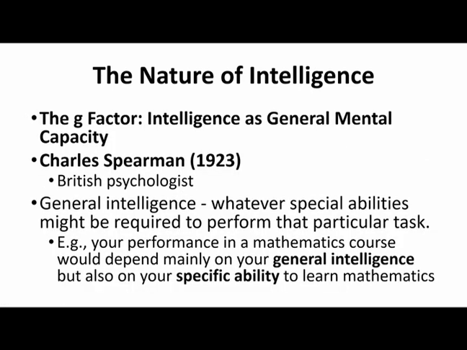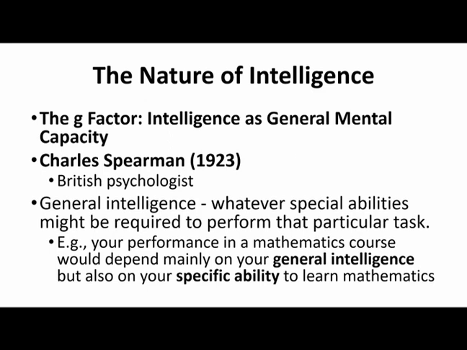The earliest psychometric argument for intelligence was proposed by Charles Spearman in 1923. He was a British psychologist who had observed that children taking different subjects in school tended to do well overall on most subjects, but their performance in each individual subject wasn't always perfectly correlated. So for example, a child might be not very good at math, but would do well in English and history and other courses like that.